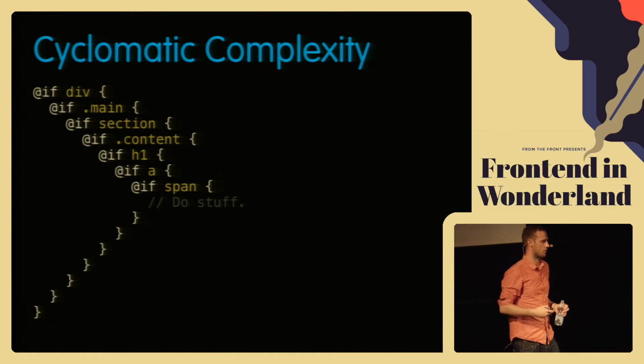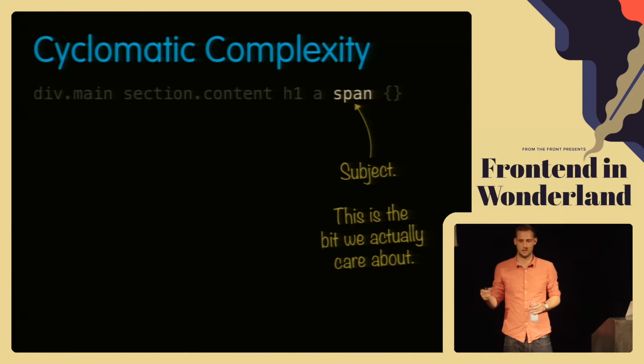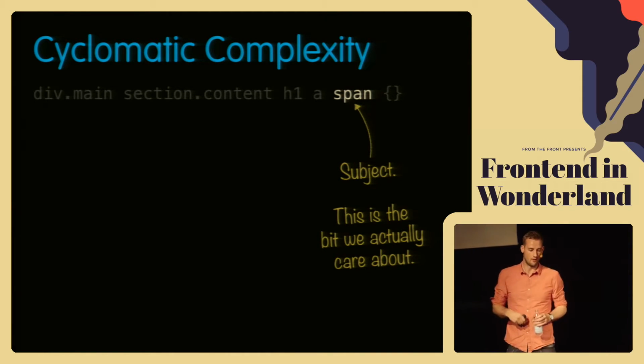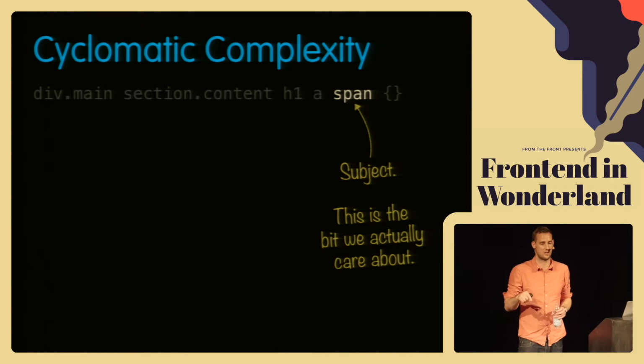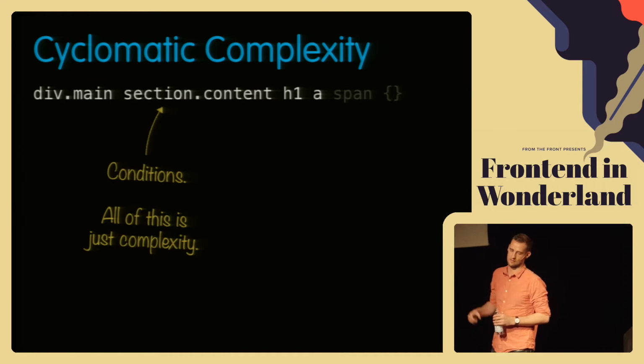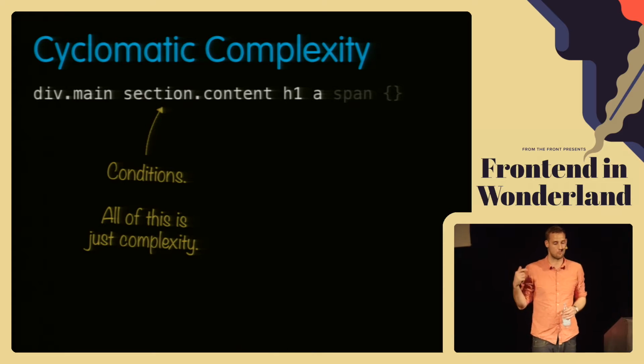So we take that selector and we actually just break it down into 2 parts. This is the subject. This is also called the key selector, the thing just before the curly brace. This is what we care about. That's the only bit of this selector we actually care about. That's the only bit of this selector that will get styled. Everything else is complexity. Everything else is a condition or a caveat. This is what we need to get rid of.